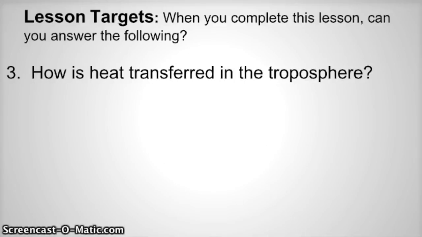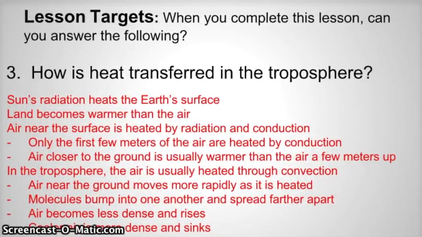Last question, how is heat transferred in the troposphere? It's a bit of a process, but it starts out with the sun's radiation heating up the Earth's surface. As a result, the land becomes warmer than the air. Then the air near the surface is heated by the radiation and by conduction. Only the first few meters of the air are really heated by conduction, so the air closer to the ground is usually warmer than the air a few meters up.